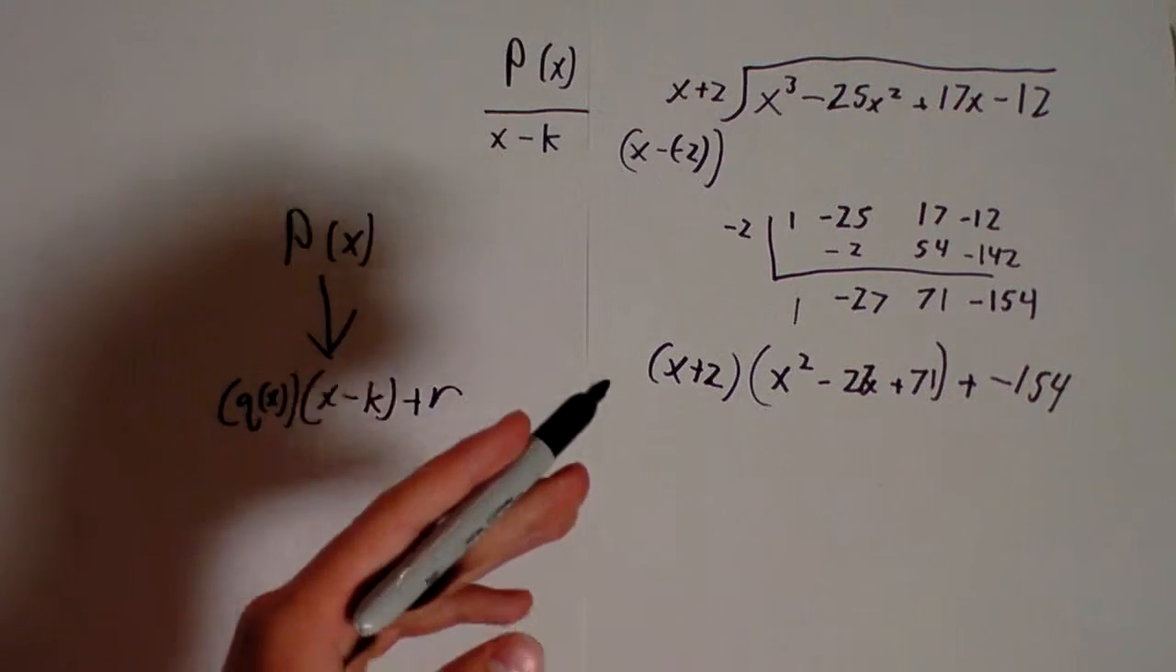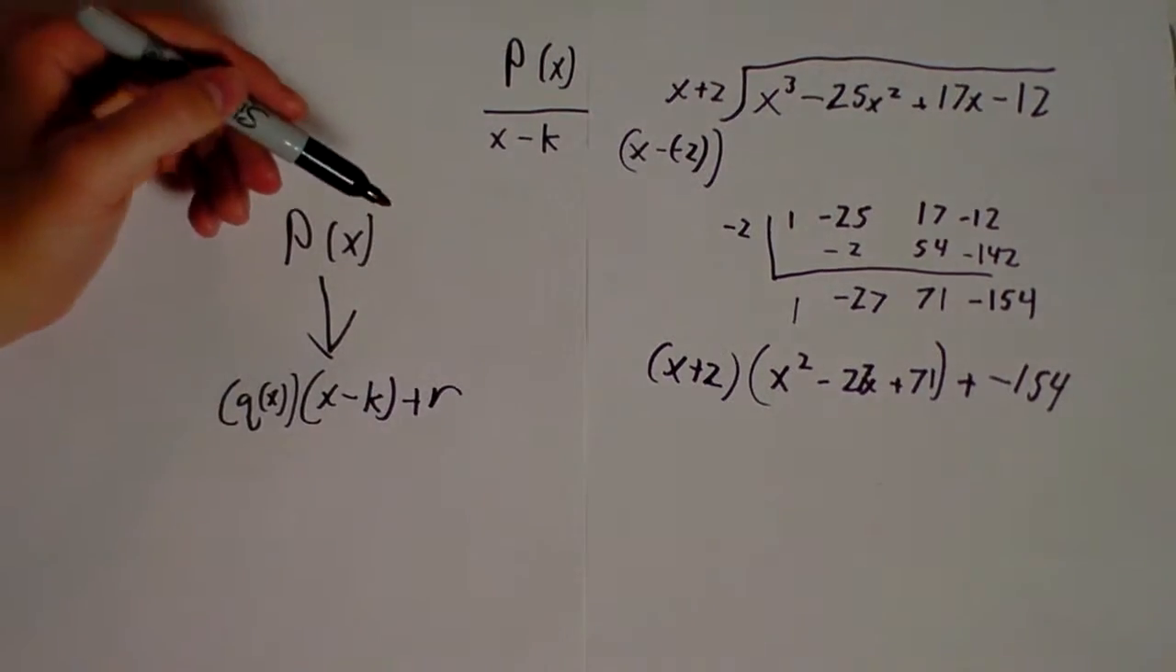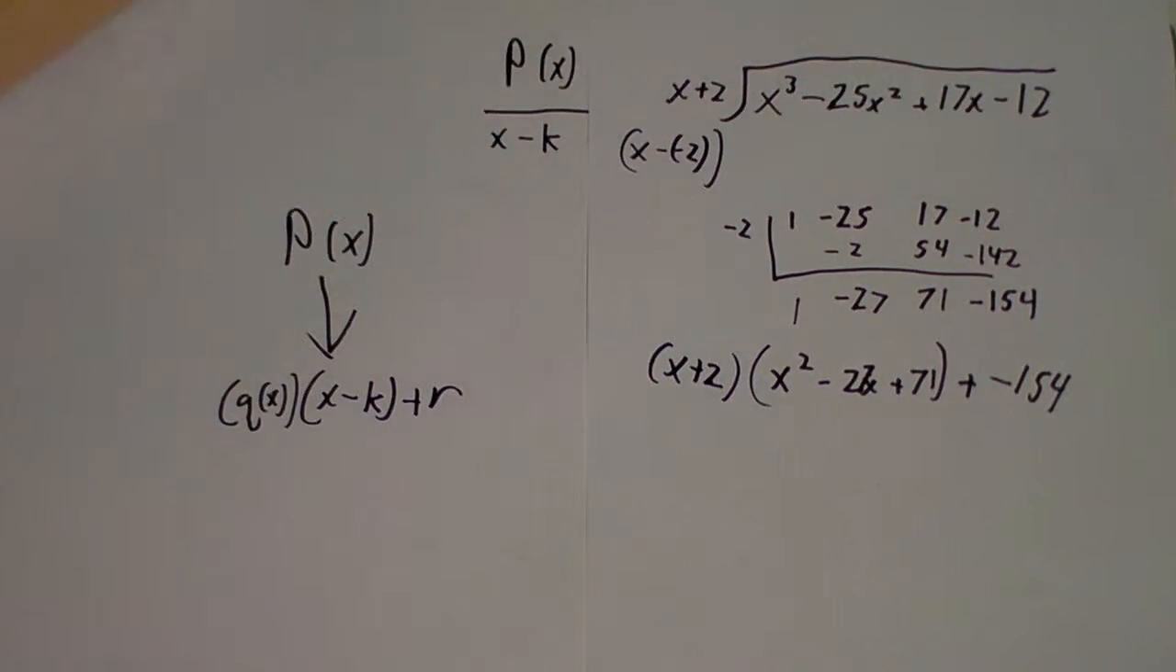Okay, what if I had to evaluate the polynomial at negative 2? In other words, what if x equals negative 2? What is this whole polynomial going to be equal to? Well, there are two ways we could actually do this. The first way you know already. We've got negative 2 cubed minus 25 times negative 2 squared plus 17 times negative 2 minus 12.